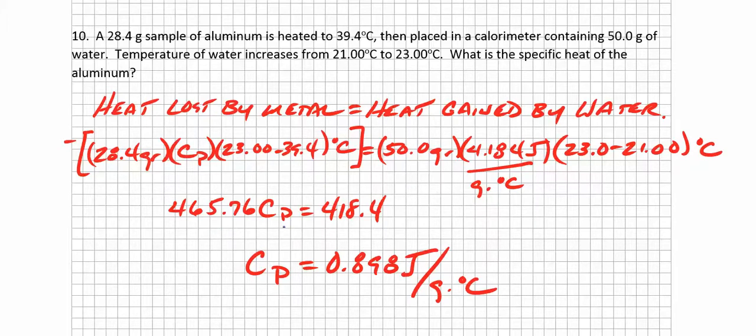We have 465.76 times the specific heat of the aluminum is equal to 418.4. I'll do the division and I get the specific heat of the aluminum to be 0.898 joules per gram per degree Celsius. That will do it for this worksheet.